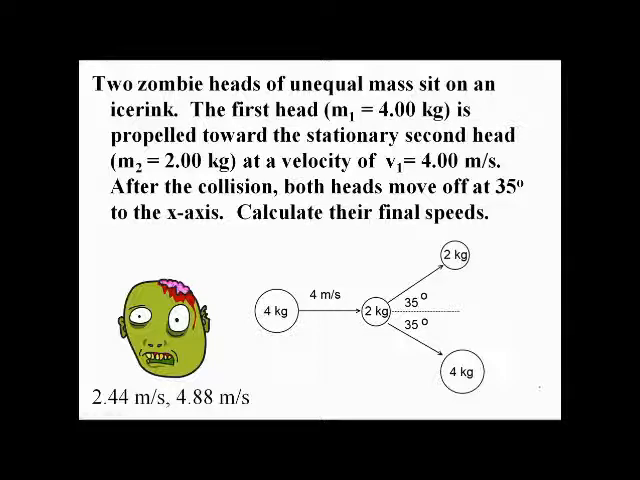So the first one is 4 kilograms going towards the second one, which is 2. So initially, there's only momentum in the x direction. That's it. Nothing's moving in the y direction, and the 2 kilogram one is stationary. And then they both move off at angles of 35 degrees, and we want their final speed. So we'll just call these v2 and v4. Definitely we can see there's going to be some trig involved like in previous problems.